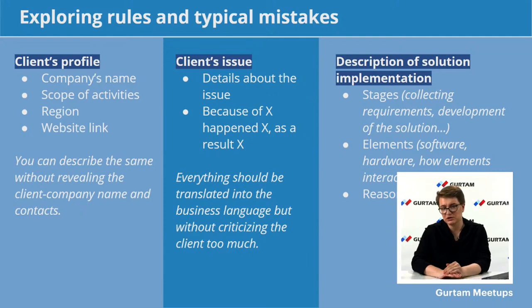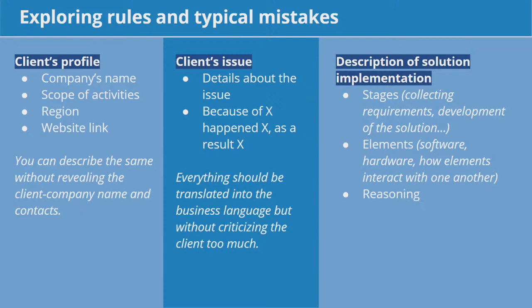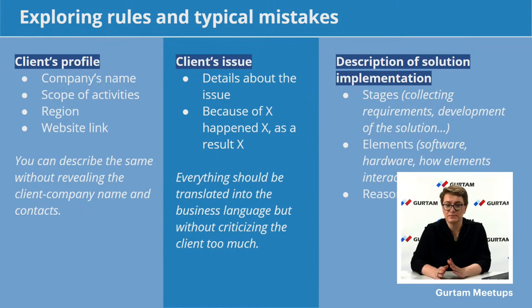Okay, after we describe the client's issue, we are talking about the solution itself. And how to talk about the solution? First of all, you can enumerate the stages of the project. For example, you started to collect the requirements, you thought about the solution and its structure, you installed the equipment, you did some staff training and things like that. Just tell about these stages. Also, please name the elements of your solution: the software you used, the hardware you used, how these elements are interacting with each other, and please use reasoning behind those points. For example, you say that we used this tracker for the project, and explain why. Maybe it was cheap, maybe it is water resistant, maybe it has a long battery life, in connection to the project, of course.